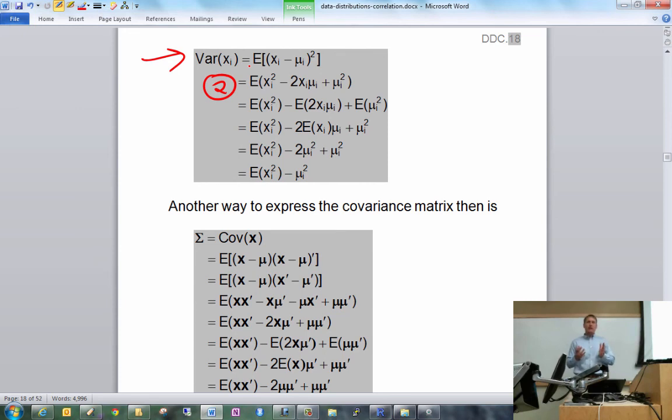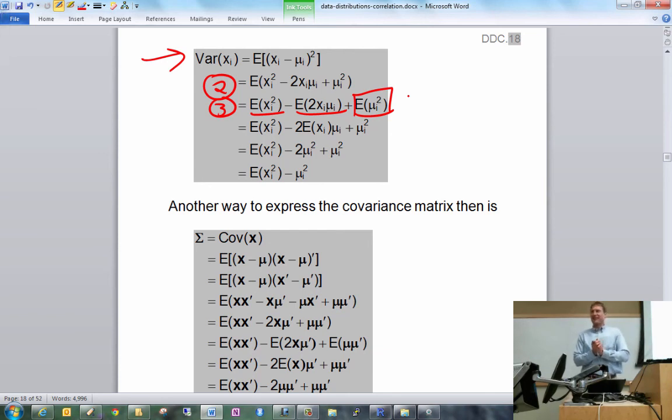Then, with this expected value, I can push it through any pluses and minuses. So step three. So I have the expected value of x sub i squared, minus the expected value of 2 x sub i mu sub i, plus the expected value of mu sub i squared. The expected value of mu sub i squared is mu sub i squared. Why?